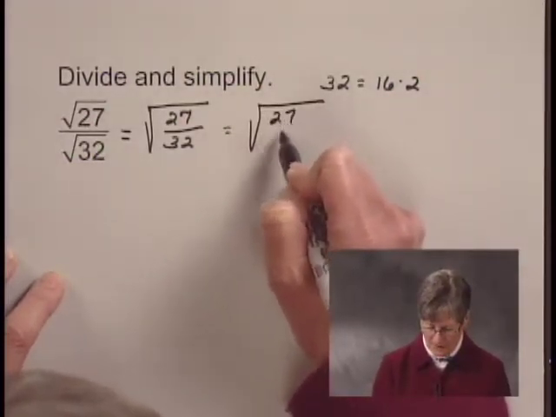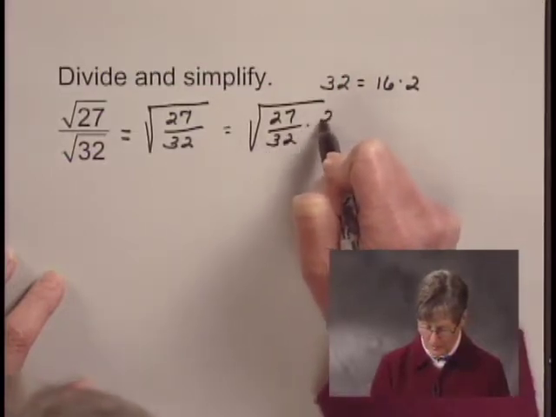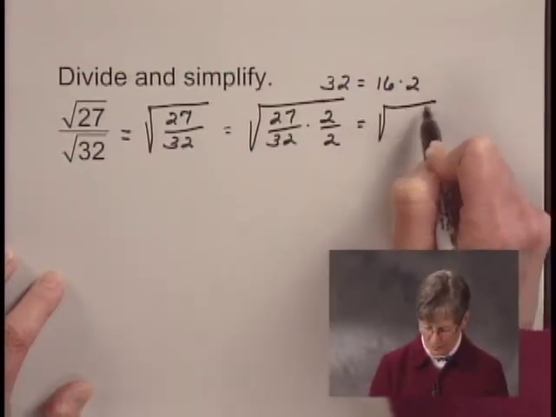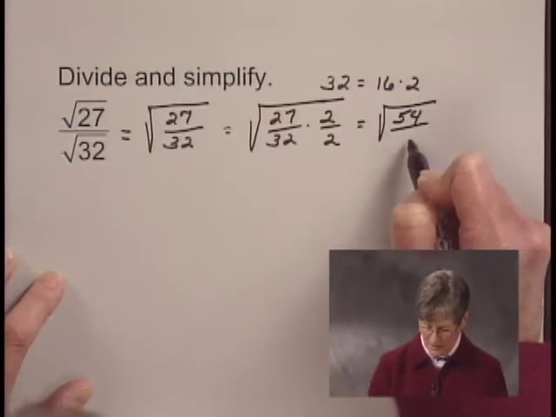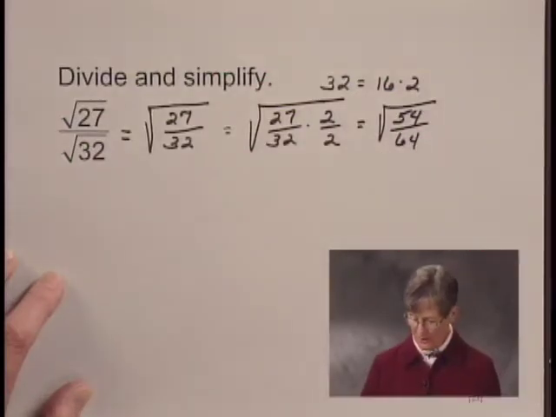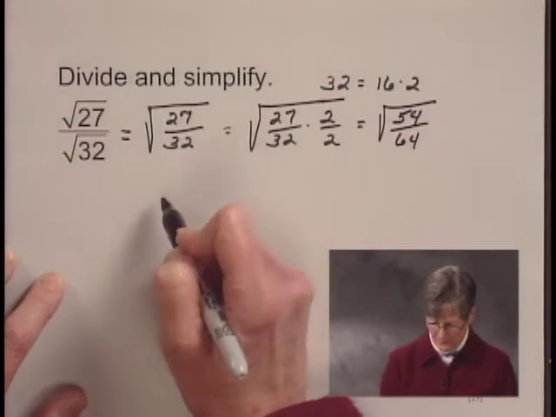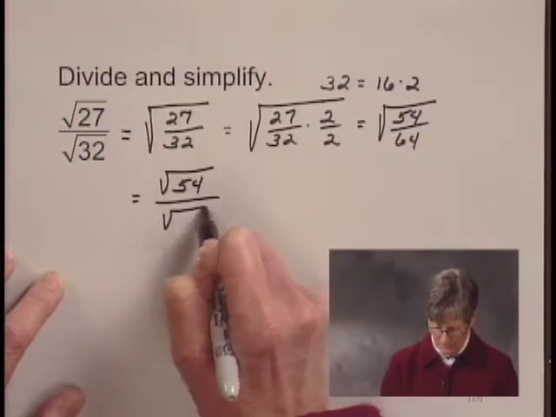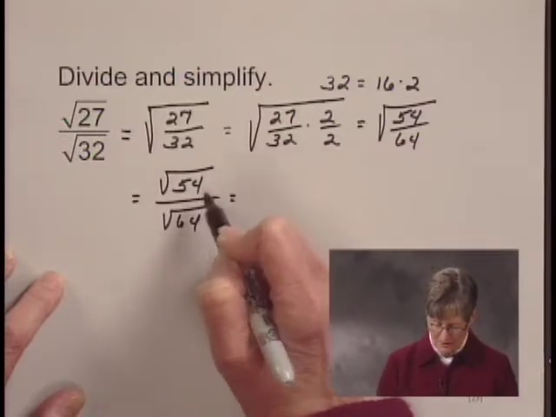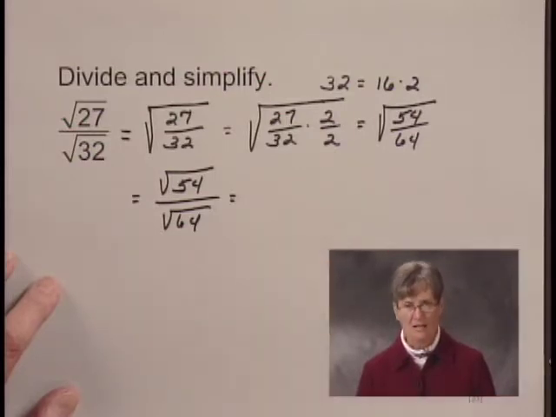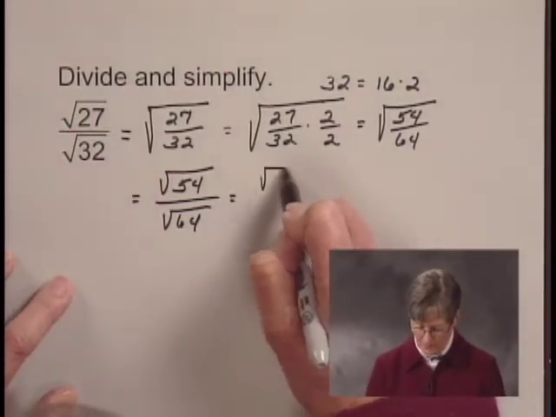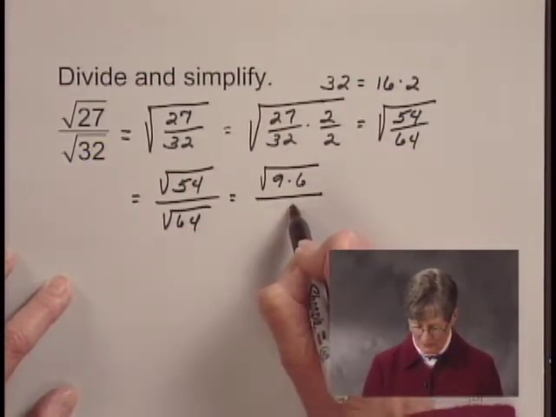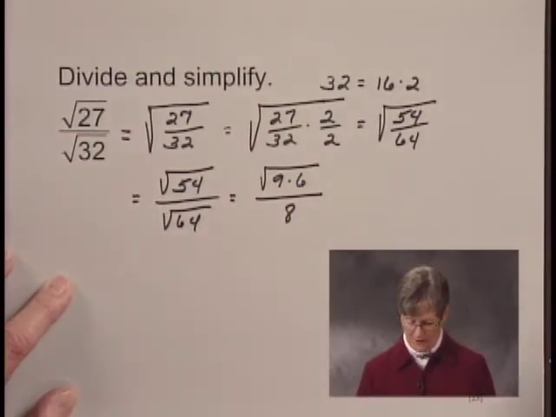So let's do that. We'll have 27 over 32 times 2 over 2. And when I do those multiplications, multiplying the numerators and multiplying the denominators, I have the square root of 54 over 64. And I can write that as a quotient of square roots. Now let's look at the square root of 54. 54 is 9 times 6, and 9 is a perfect square. So I'm going to have the square root of 9 times 6 up here. And the square root of 64 is 8. 64 is a perfect square.